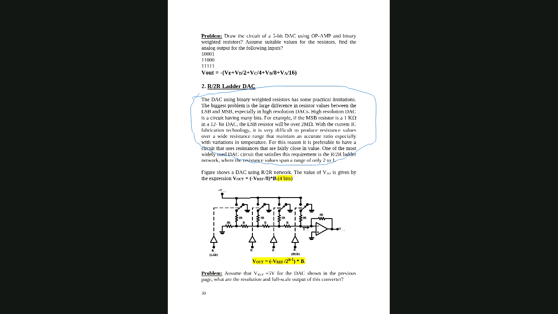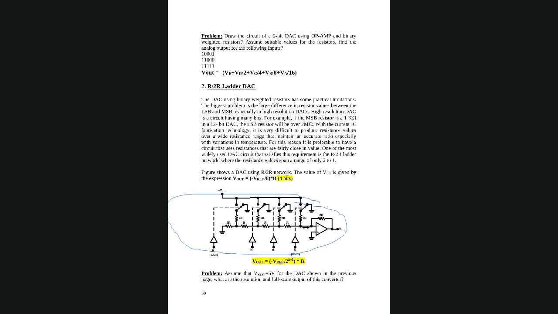Do you understand the point? So what is the problem in binary weighted? What is the disadvantage? Large variation in resistor values, which is impractical, not possible. Therefore we now have this R-2R ladder network, you can see here. This is the R-2R. Understand how it works. It is very simple, by the way.